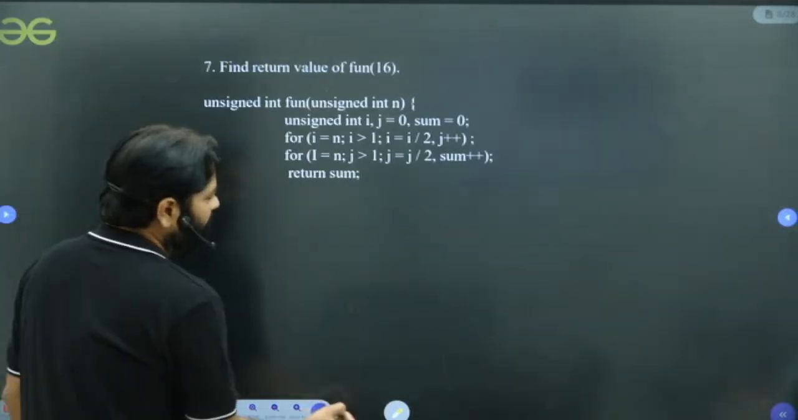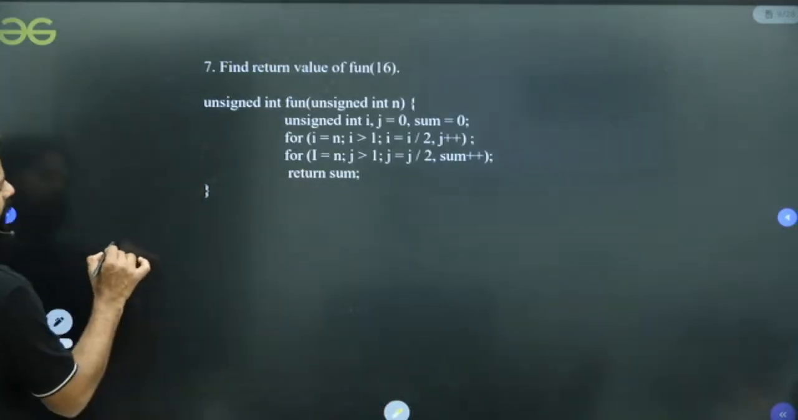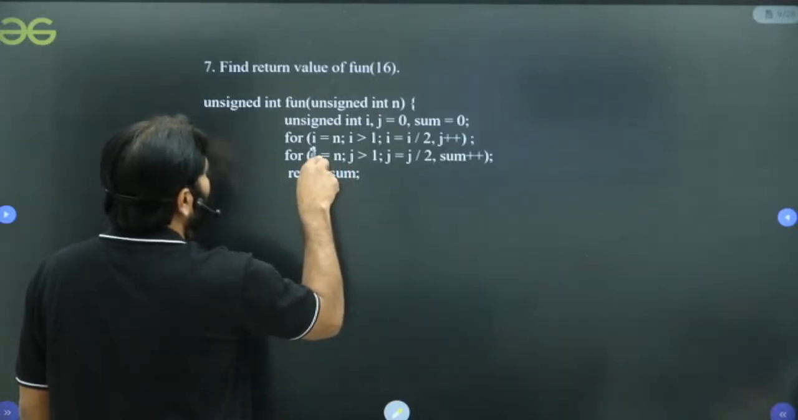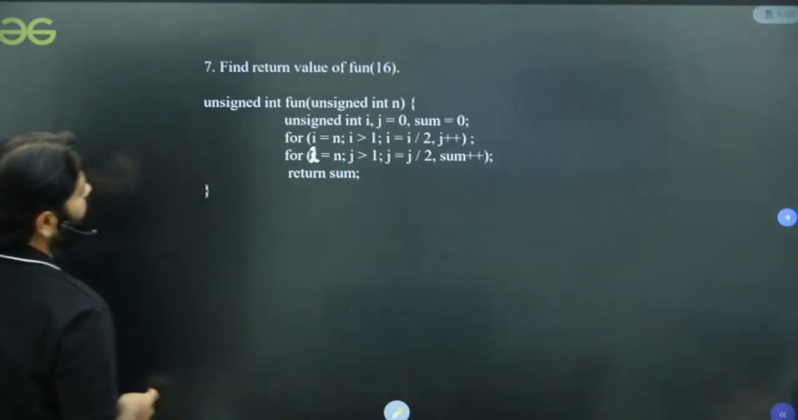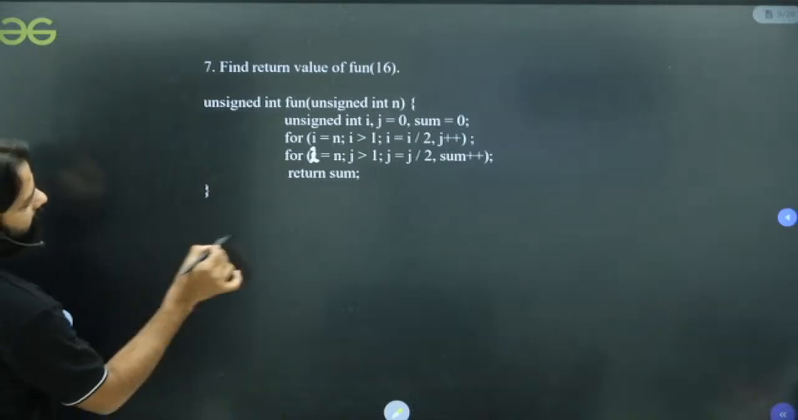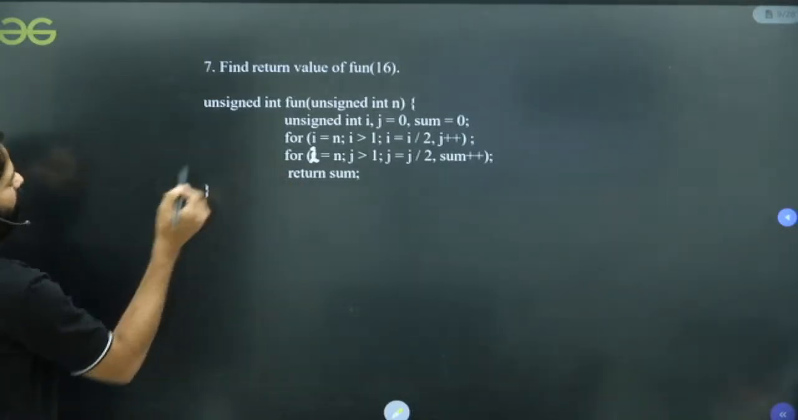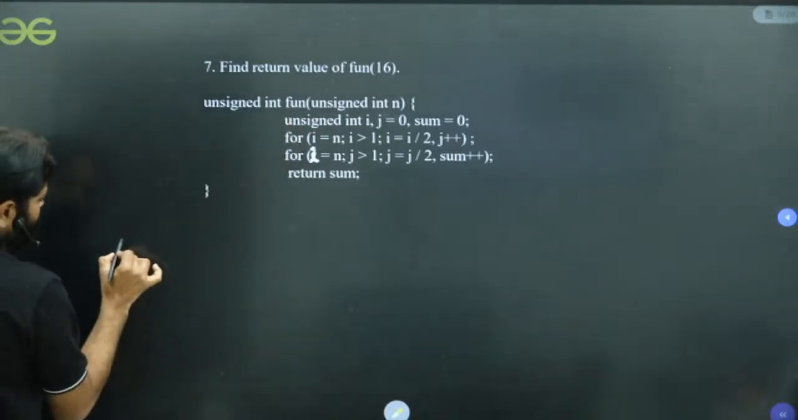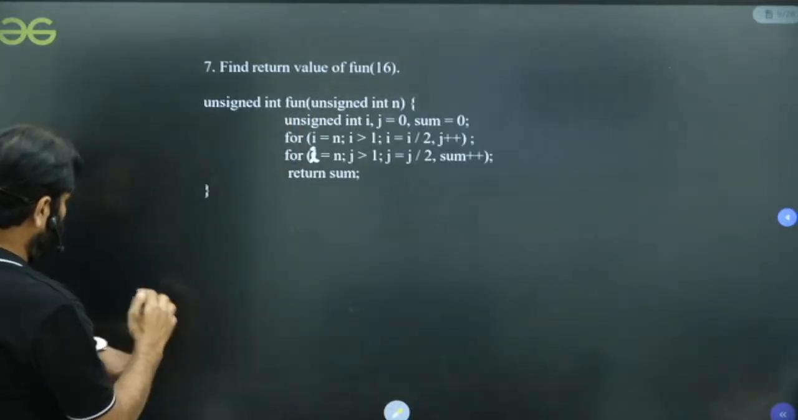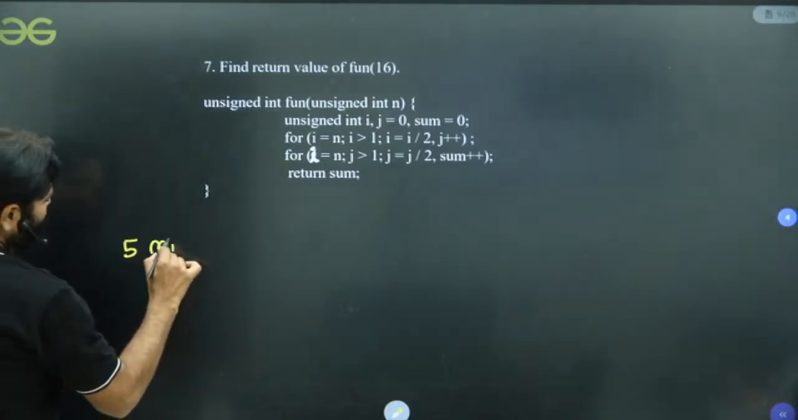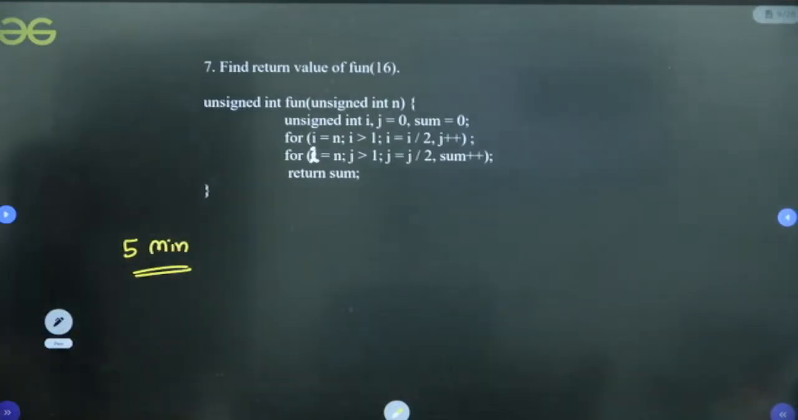Please take 2 to 3 minutes. I have some job. This is small i, lowercase i. Any mistakes? Modified question: I just want what fun 16 will return. Take 5 minutes, 2 to 3 minutes or 5 minutes. I'll be back. So please solve it.